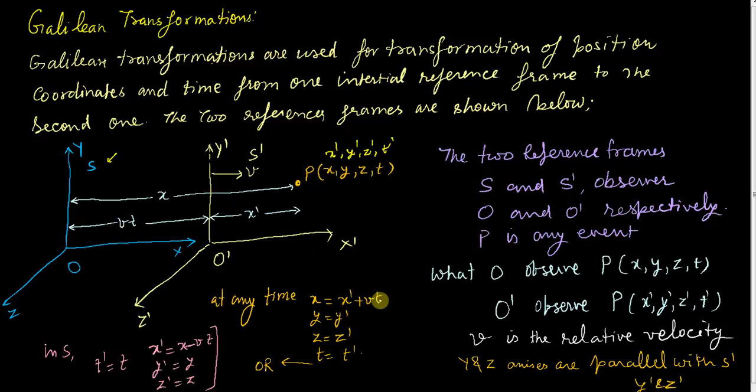Now at any time t, this x from P to O is equal to vt plus x prime, written here, and the perpendicular components along the y-axis and z-axis remain the same, right? Because the event height is the same for both observers, and along the z-axis also. So y is equal to y prime, z is equal to z prime, t is equal to t prime. So this is the main point in the Galilean transformation.